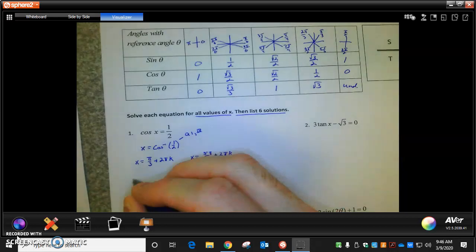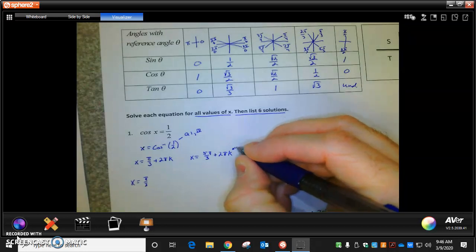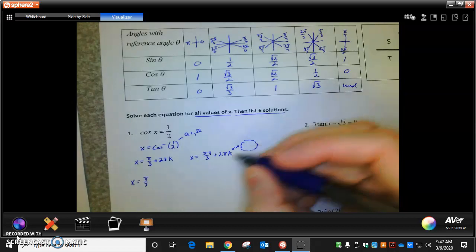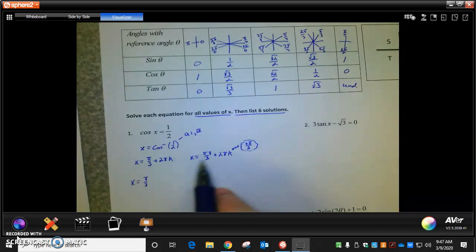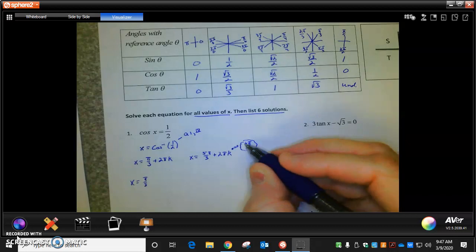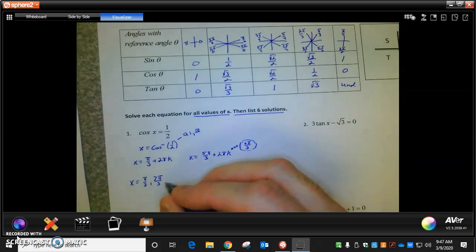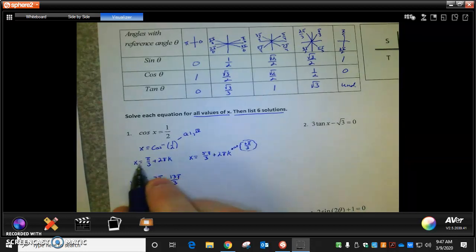Well, I know 2 actual solutions. I know that pi over 3 is a solution, and that every time I add 2 pi to that number, I'll get another one. So this is where I like to think of 2 pi as 6 pi over 3. Think of it with a common denominator, because if I take 1/3 plus 6/3, I'm going to get 7/3. That's another angle that has a cosine value of 1/2. If I take 7/3 plus 6/3, I get 13/3. That's another. So there's 3 based off this solution.